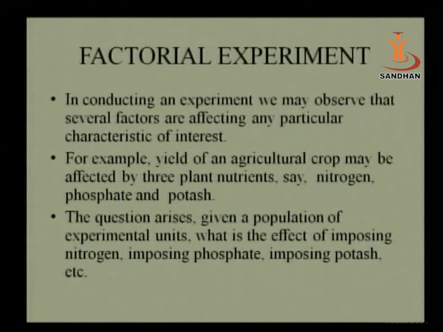In conducting an experiment, we may observe that several factors are affecting any particular characteristic of interest. For example, the yield of an agricultural crop may be affected by three plant nutrients, for example, nitrogen, phosphate and potash. Now the question arises, given a population of experimental units, what is the effect of imposing nitrogen, imposing phosphate and imposing potash, etc. on the field?